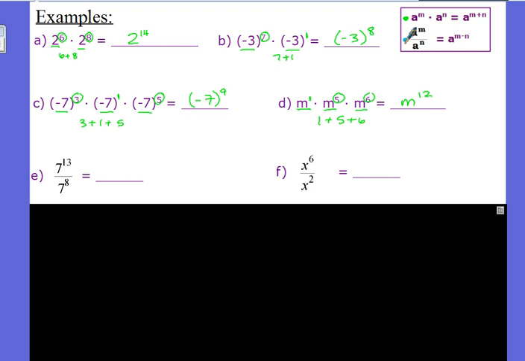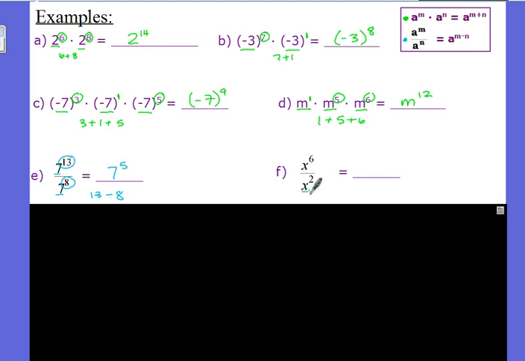Okay, the next one is using division, so I'm going to look at my division of powers law, and it says that if they have the same base, which they do, they're both 7, I take 13 and 8 and I subtract them. So 13 minus 8 gets me 5. Whichever has the bigger exponent is going to be where the base stays. So if 13 was down here, we keep the answer down here in a positive exponent form. So we've got 7 to the 5th power.